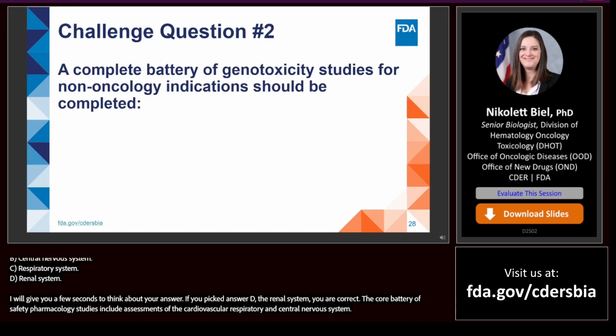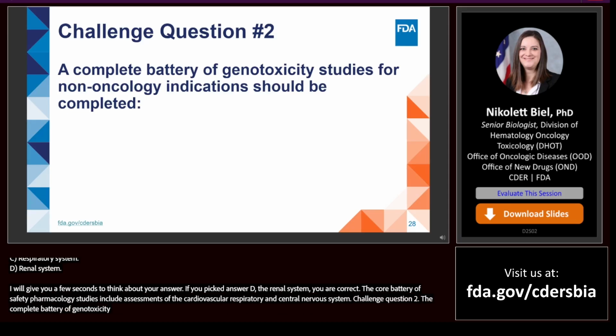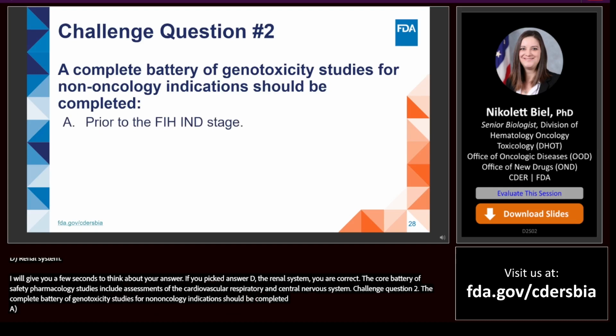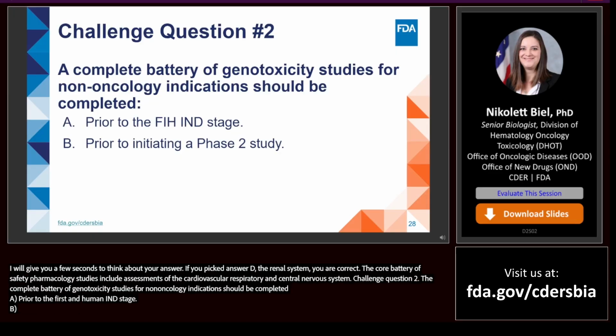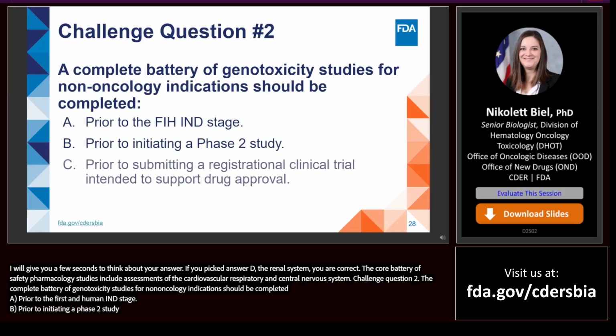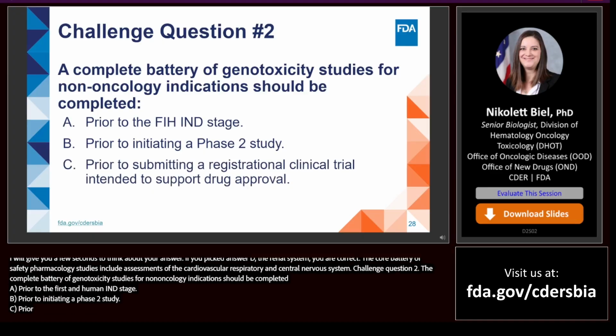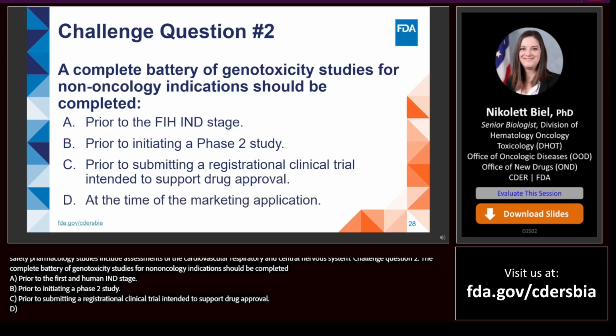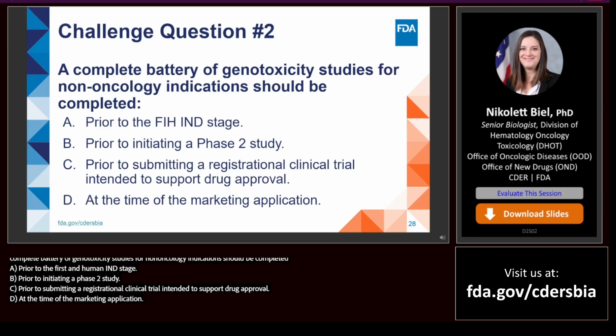Challenge question 2. The complete battery of genotoxicity studies for non-oncology indications should be completed A, prior to the first-in-human IND stage, B, prior to initiating a phase 2 study, C, prior to submitting a registrational clinical trial intended to support drug approval, or D, at the time of the marketing application. I will again give you a few seconds to think about your answer.